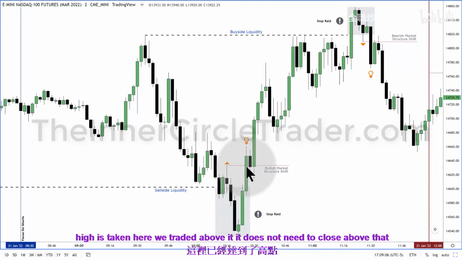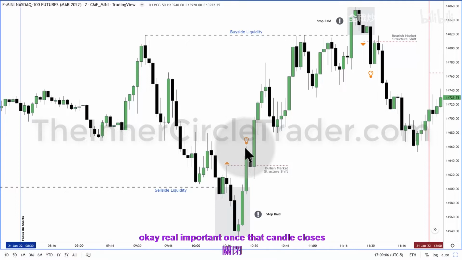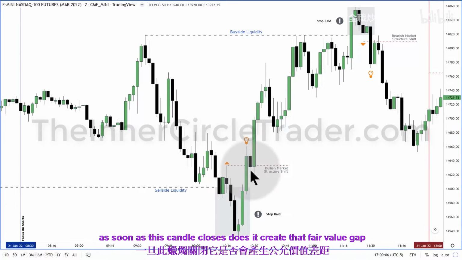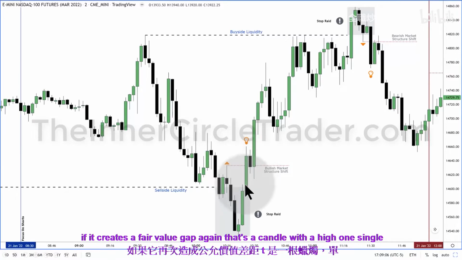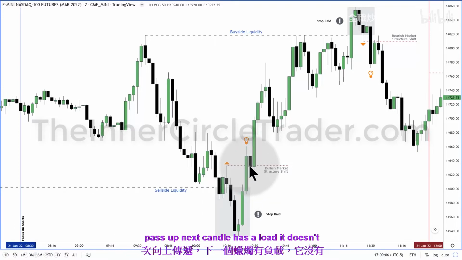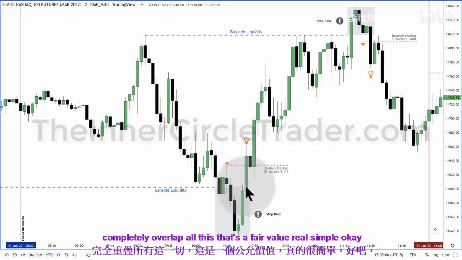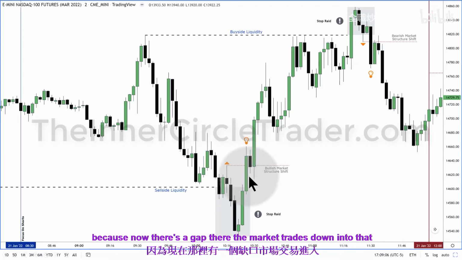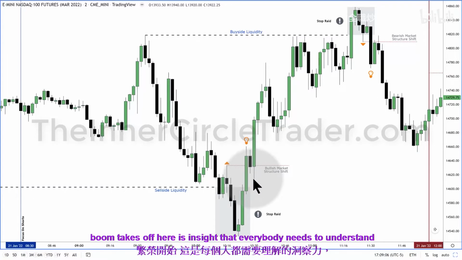Short-term high is taken here. We traded above it. It does not need to close above that. Real important. Once that candle closes and this candle opens, you're going to monitor this candle. And you want to see, as soon as this candle closes, does it create that fair value gap? If it creates a fair value gap, again, that's a candle at the high, one single pass up. Next candle has a low that doesn't completely overlap all this. That's a fair value gap, real simple. This candle is where you would look to potentially trade at the earliest because now there's a gap there. The market trades down into that, boom, takes off.